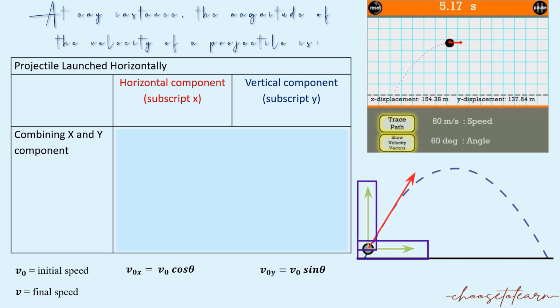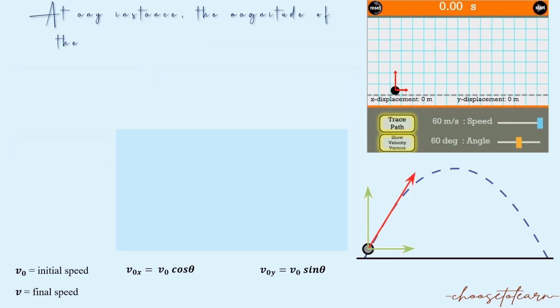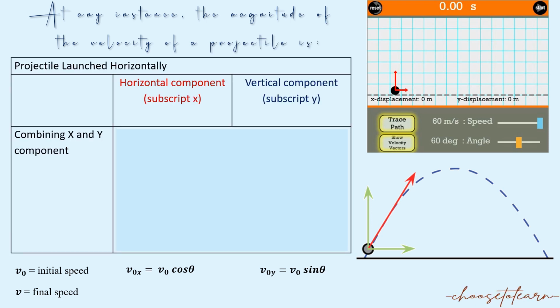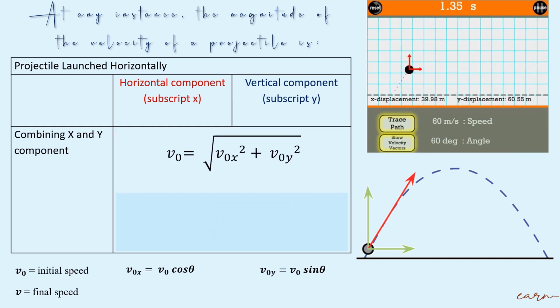So if we are to combine the x component of velocity and the y component of velocity, we are actually referring to this portion. So how are we going to find the velocity if we are to combine the horizontal component of velocity and the vertical component of velocity? So we will use this equation or formula. That's V0, which is the initial speed, equals the square root of initial horizontal velocity squared plus initial vertical velocity squared.